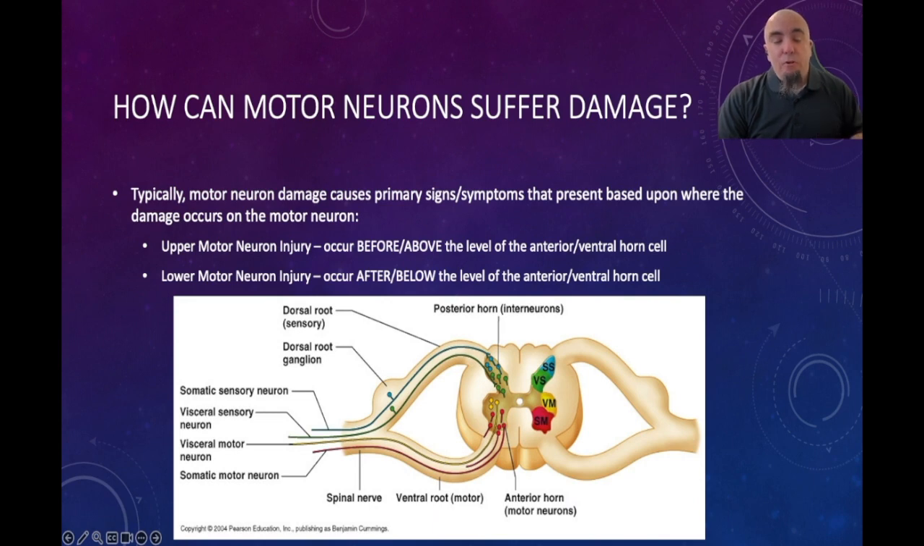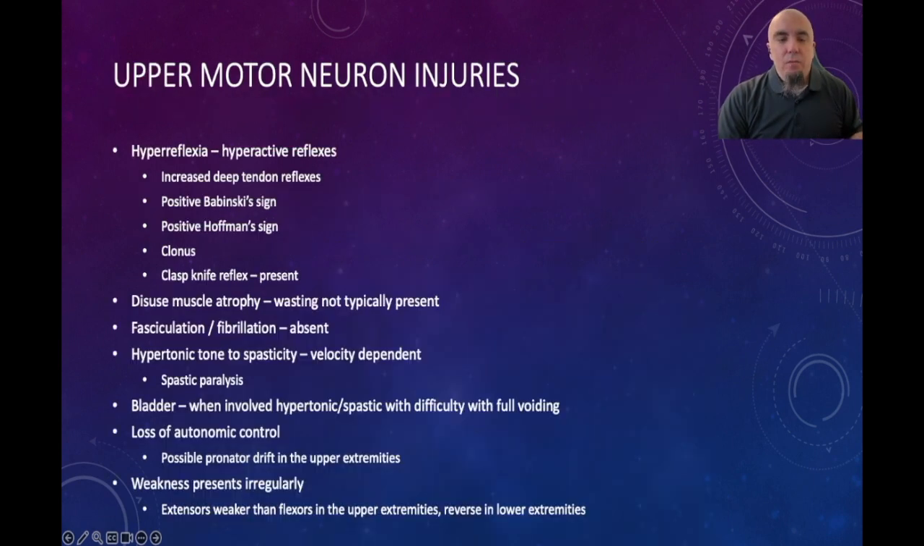If they're an upper motor neuron injury, what do they look like? Well, they look like this. They often present with hyperreflexia, meaning they're very hyperactive reflexes. They'll have increased deep tendon reflexes, so they'll have very, very rapid and brisk responses to testing things such as the patellar tendon reflex or the Achilles tendon reflex.